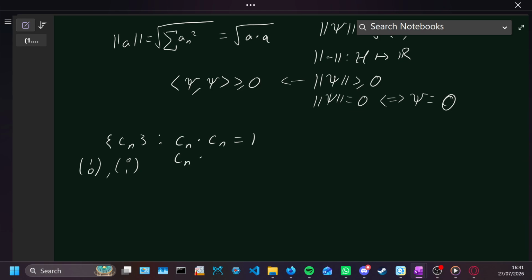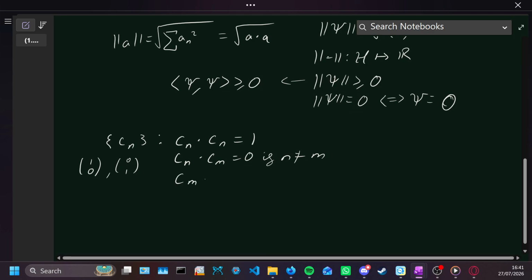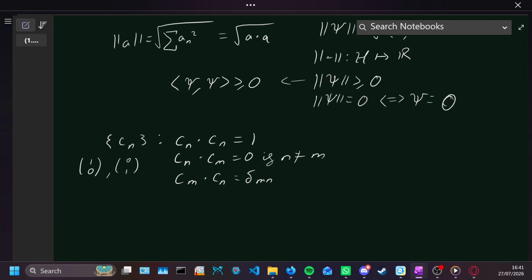However, if I dot instead Cn and Cm, I'm going to get 0 if I pick different ones. So if you dot these together, you're going to get 0. And so a nice way to write this is Cm dot Cn is going to be equal to delta mn, where delta mn is the Kronecker delta function, which is going to return 1 if m and n are equal, otherwise 0.